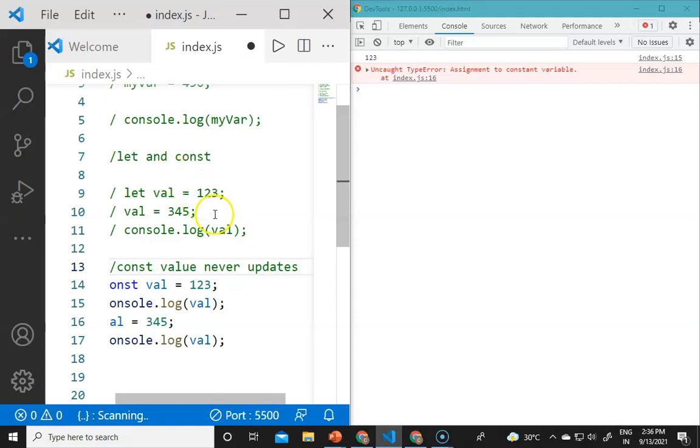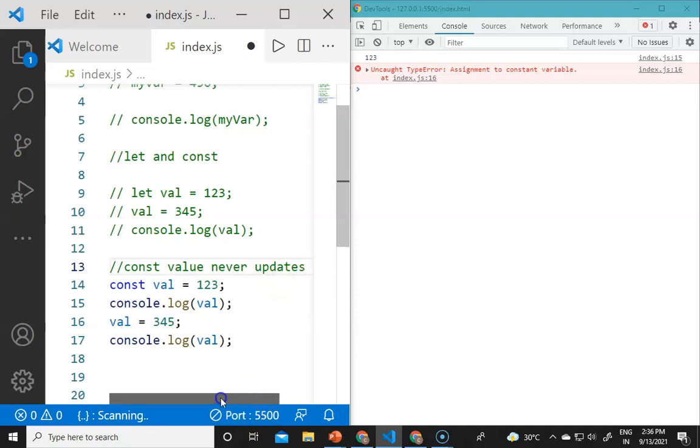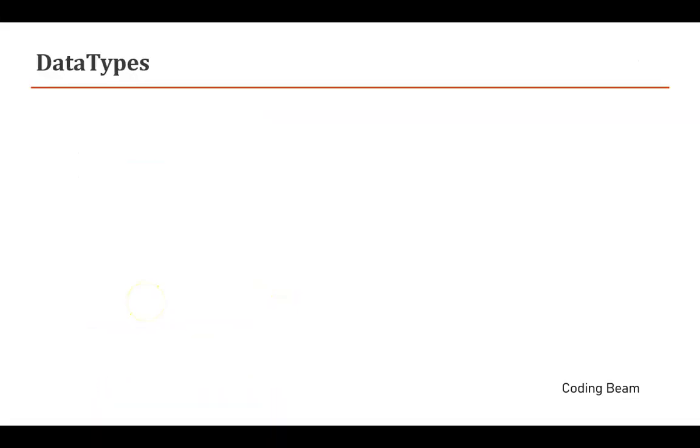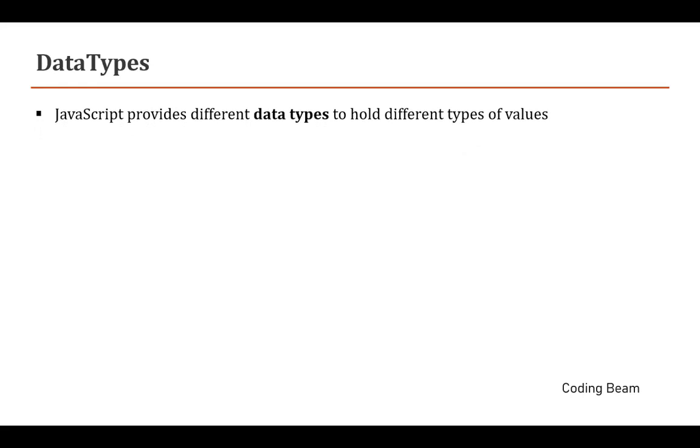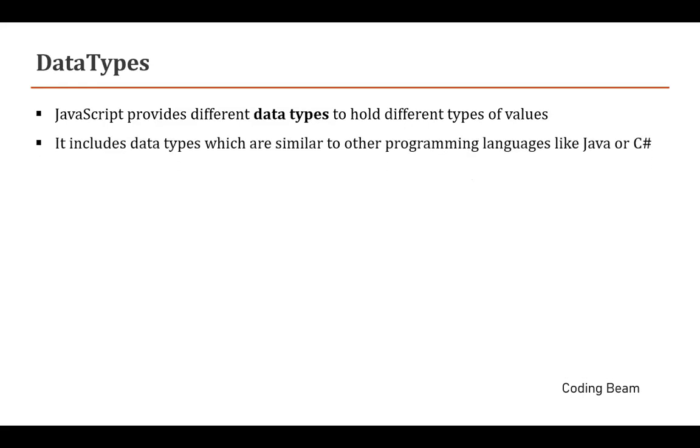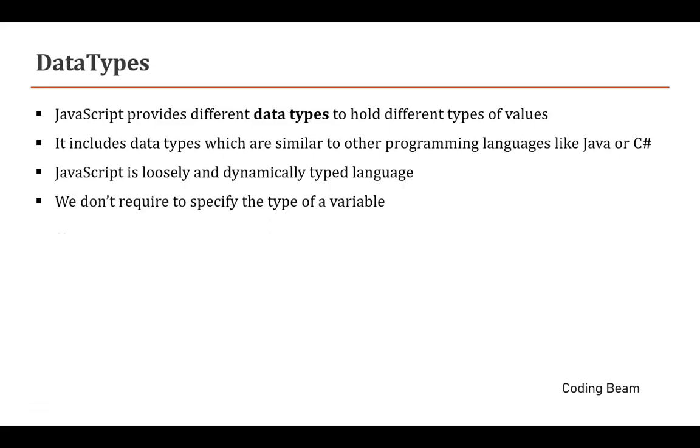So these are how we can declare the variables in JavaScript. Now we will move on to different data types. JavaScript provides multiple data types to hold different types of values, and it includes data types like string, boolean, and number in case of int. JavaScript is a loosely and dynamically typed language, so we do not need to specify the type of a variable in JavaScript. Now there are two types of data types.